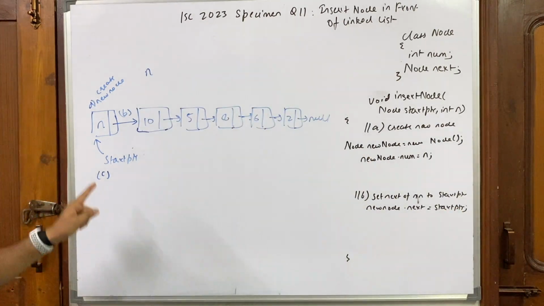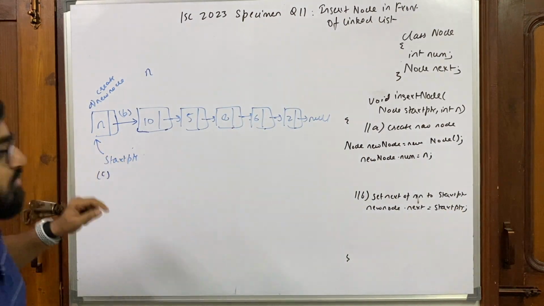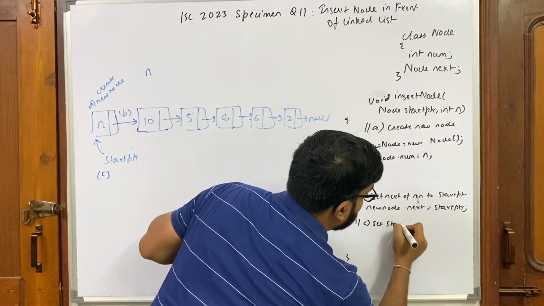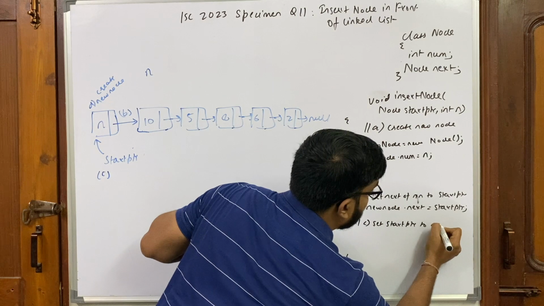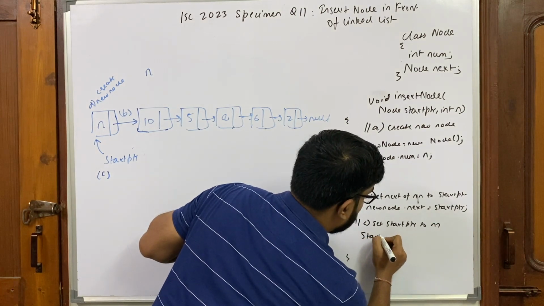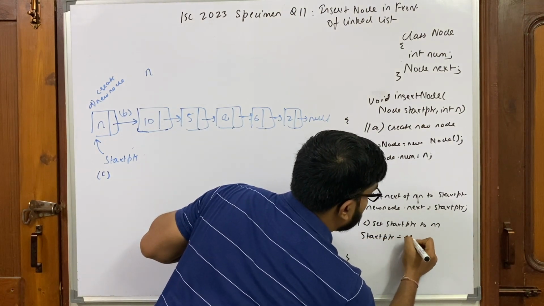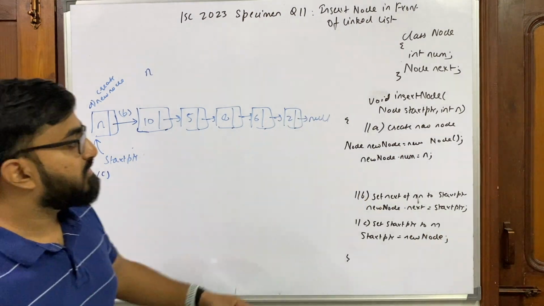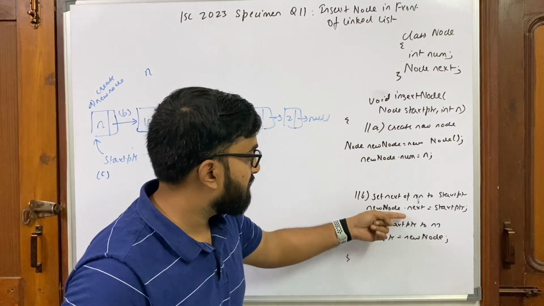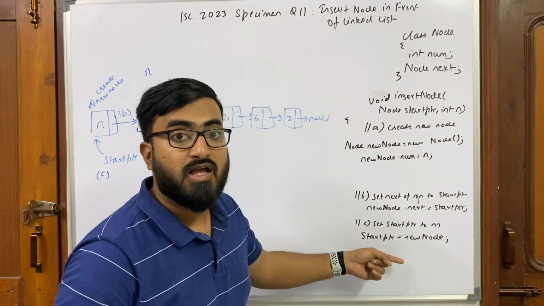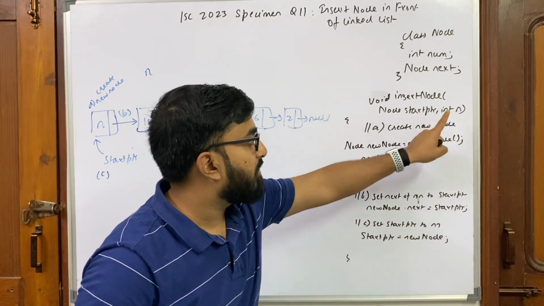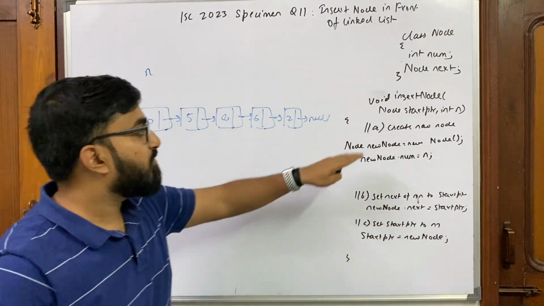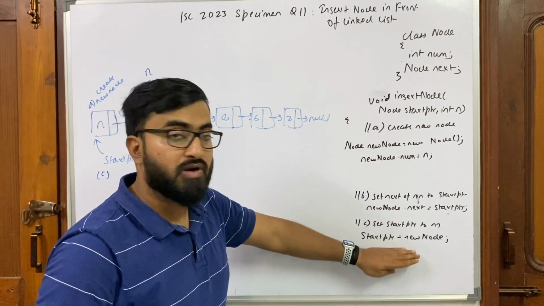And finally the third step, set start pointer to this new node. So we have the updated head: set start ptr to new node. So start ptr now points to new node. So these 4 lines of code basically insert a new node with a value integer n to the front of the linked list, and it updates the start pointer. You don't have to return the updated head, so we leave it as it is. We don't return any value.